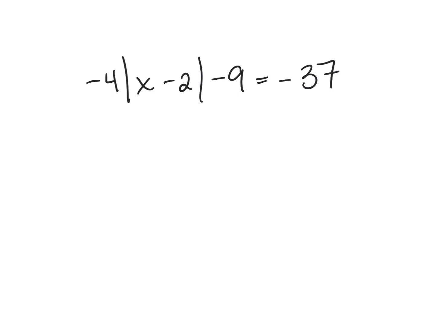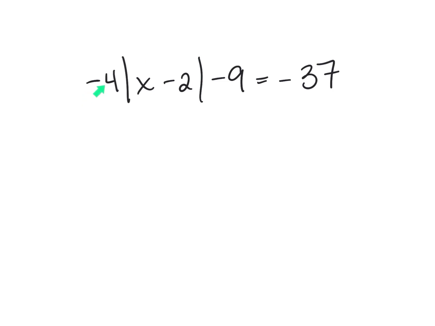All right, let's go through this one step by step. So first off, let's figure out what operations are happening here. These lines, these little walls, refer to the absolute value. So this is the absolute value of x minus 2. You can't do anything with the x minus 2 until you get this chunk alone.